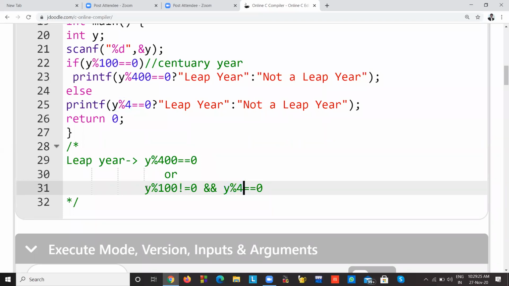This is one case where we are going to print leap year. Next, what is the other case to print a leap year? Okay, if the year is divisible by 400, it is also a leap year.